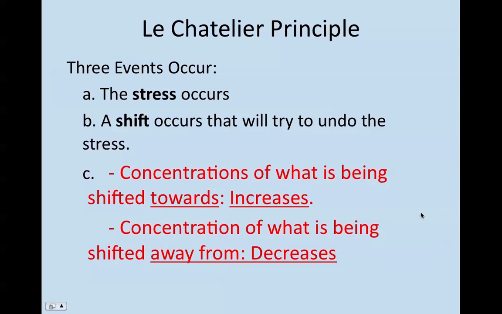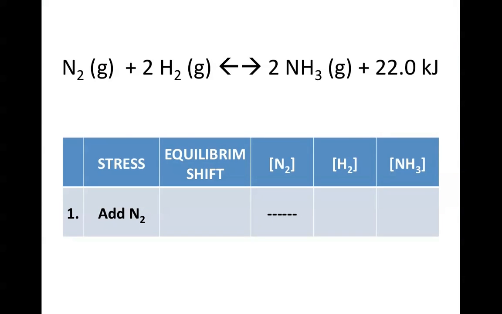So three events occur under Le Chatelier's principle. A stress occurs: temperature, pressure, or changes in reactants or products. A shift occurs, left or right. Now, this is the crucial part for what we're going to be doing next. Concentrations of whatever is being shifted towards are going to go up. The concentrations of what is being shifted away from are going to go down. All right, so let's put this all together and look at an actual example.